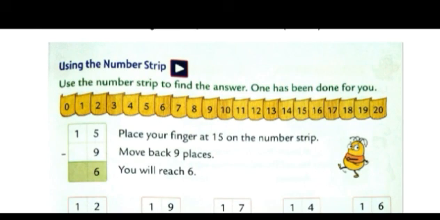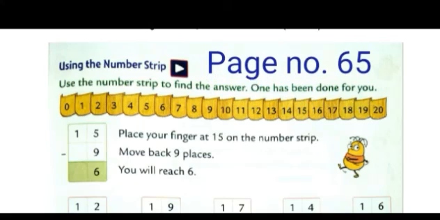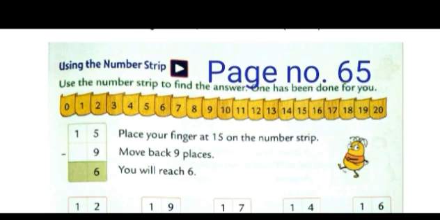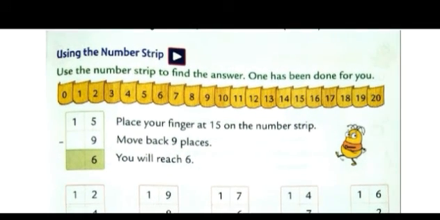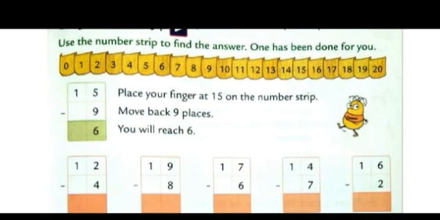Okay scholars, now we move on to our next topic on page number 65, using the number strip. A number strip is given here starting from 0 to 20. Use the number strip to find the answer. One has been done for you. Okay, suppose we have to subtract 9 from 15. See this one. Place your finger at 15 on the number strip.